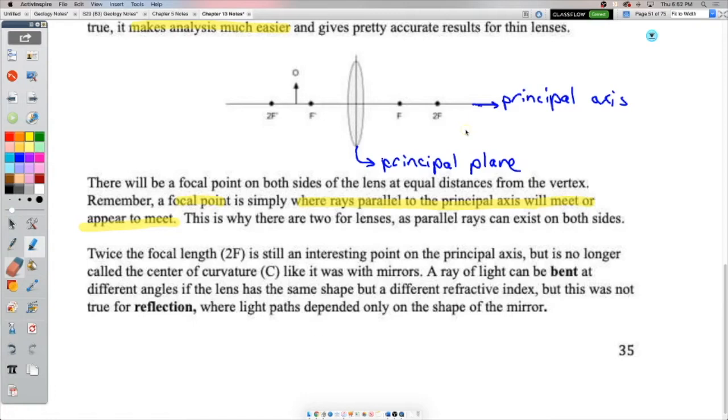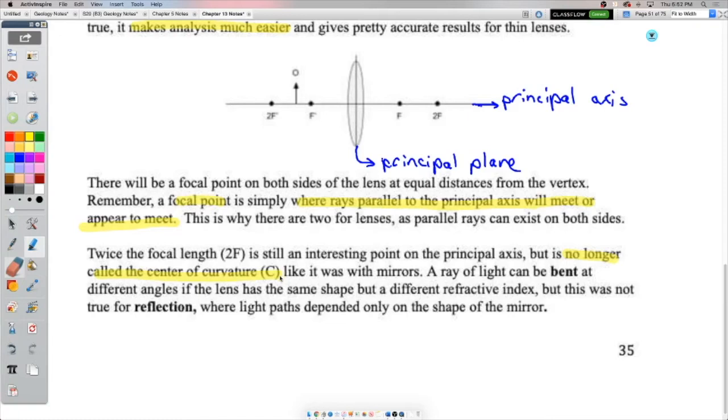So the principal or secondary focus is basically decided on where parallel light rays from your object would end up focusing. Okay, a quick note on twice the focal length. It is still interesting because it is a point at which our image properties will start to change. So beyond 2f, things will look different than within 2f. However, it is no longer called the center of curvature. With mirrors, double the focal length was the center of curvature. That's just a property of mirrors.